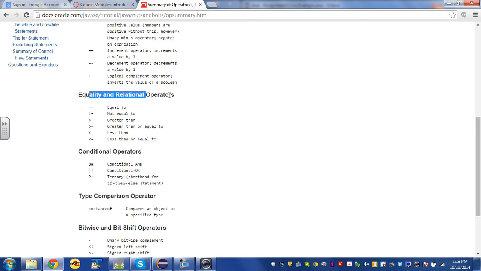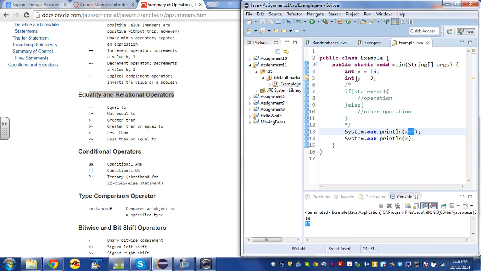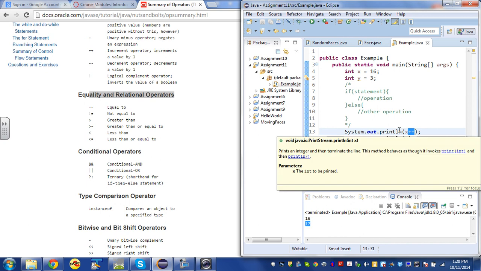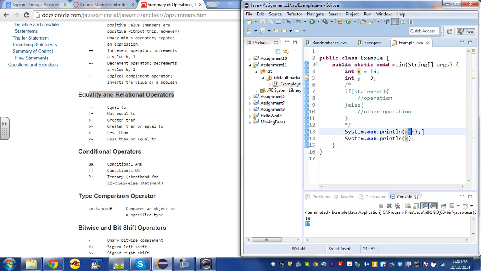Equality and relational operators. Okay, so if we're going to use the double equal sign, what we've got is some kind of expression that's going to evaluate to either true or false. It'll evaluate to true if the thing on the left is equal to the thing on the right. So right now x is 16, y is equal to 3. So x equals y will evaluate to false.